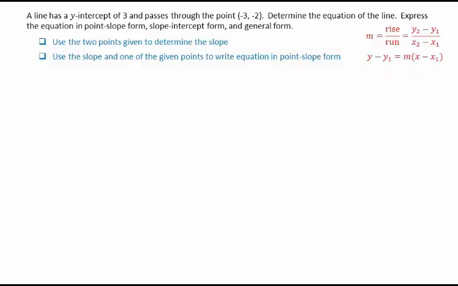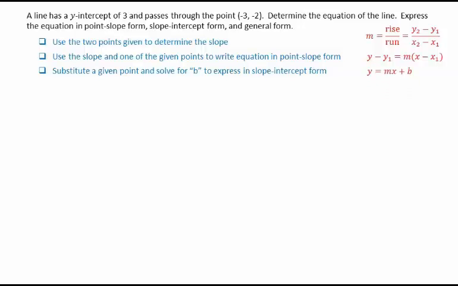Y minus y1 equals m times x minus x1, where x1, y1 is the point being used, and m is the slope. To determine the equation in slope-intercept form, we could use the point-slope form and isolate for y and remove the brackets. However, as an alternative method, we'll substitute a given point into the slope-intercept form.